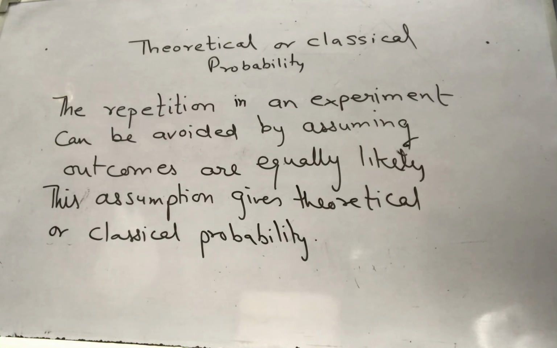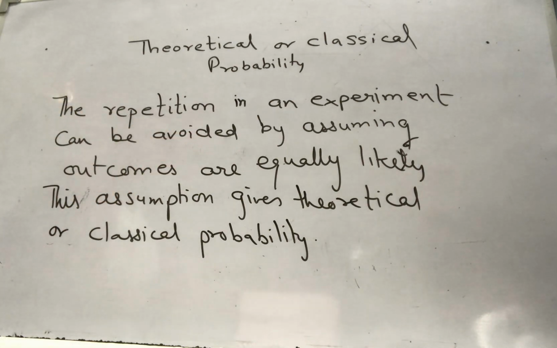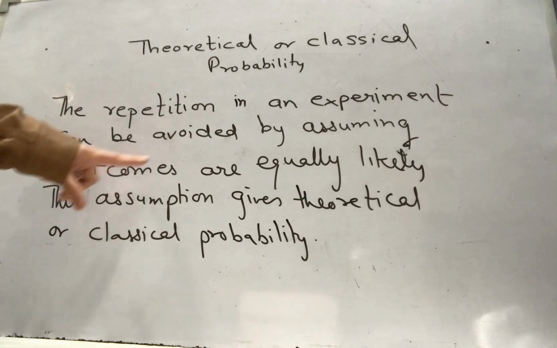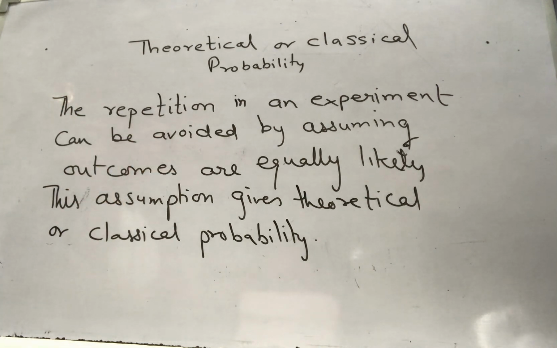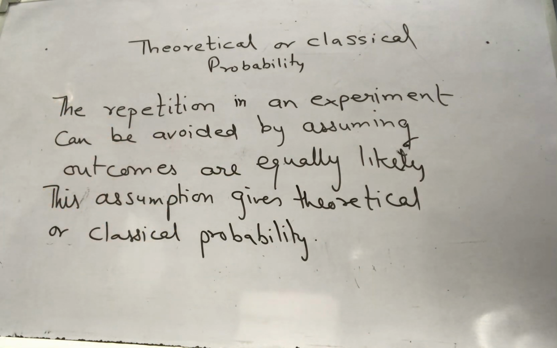In my earlier video on probability, we talked about experimental probability, where we repeat the trials in an experiment to record the outcomes. Now, if we want to avoid that repetition of trials, we can assume that outcomes are equally likely. This assumption gives us the probability which we call theoretical probability or classical probability.